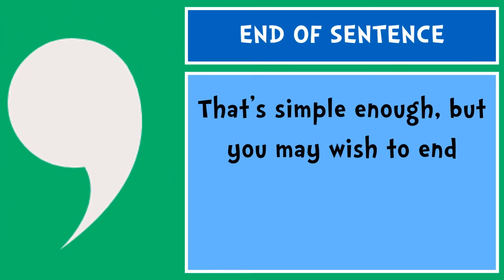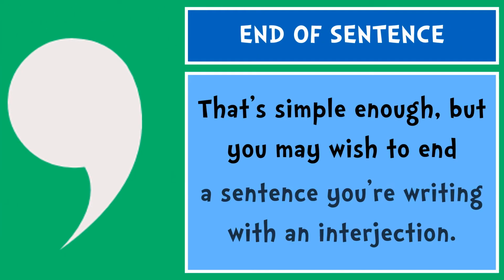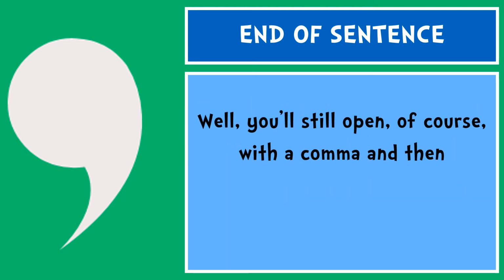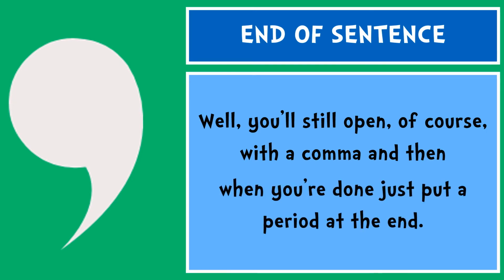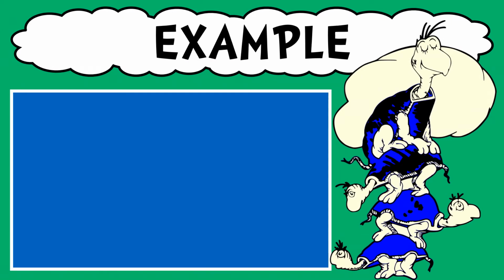That's simple enough, but you may wish to end a sentence you're writing with an interjection. Well, you'll still open, of course, with the comma, and then when you're done, you just put a period at the end. To see how this approach can be put to use, we'll turn once again to our friend Dr. Seuss.